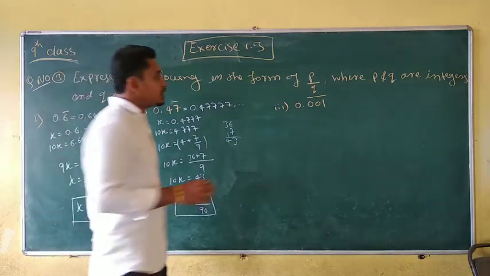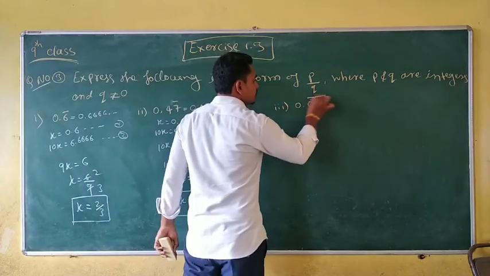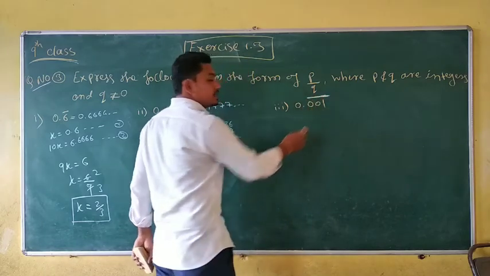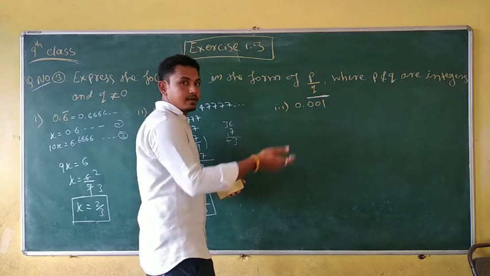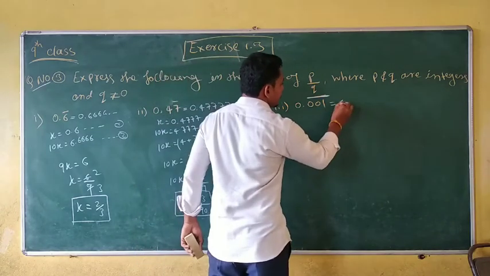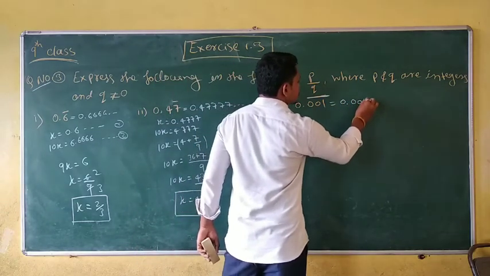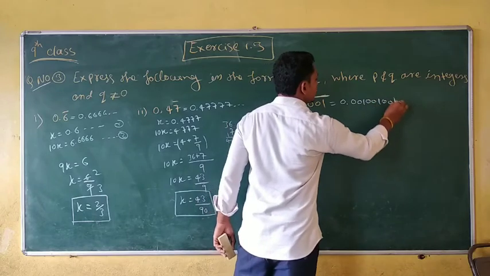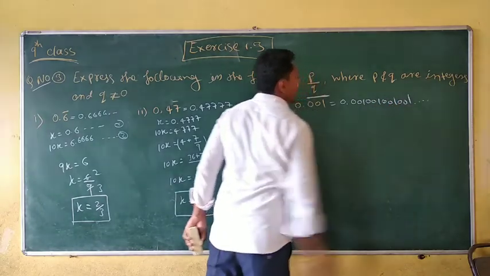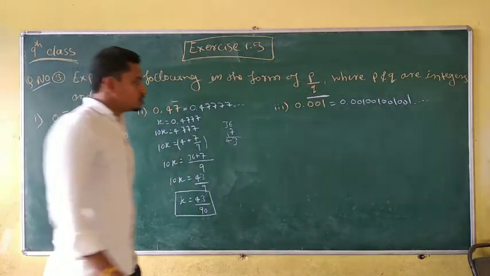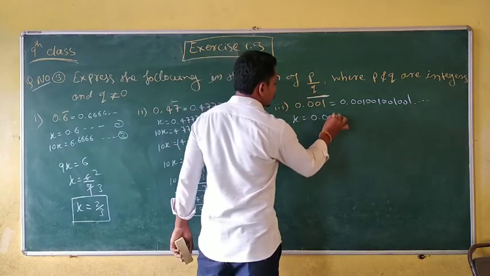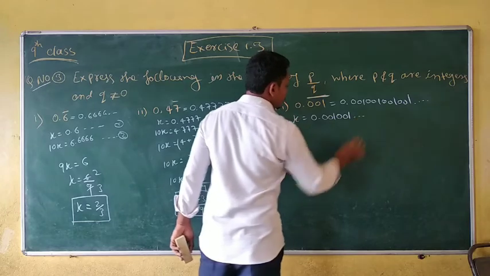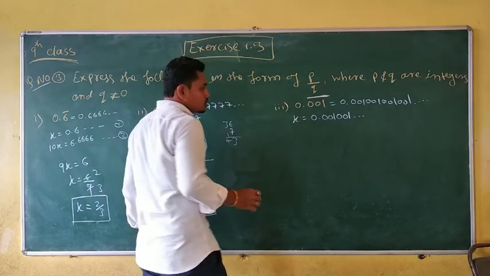0.001 bar means these three. The bar is on 3 digits, which means these three numbers are repeating continuously. Which means here 0.001, 001, 001, and so on, like that. So therefore here x is equal to 0.001001, and so on.